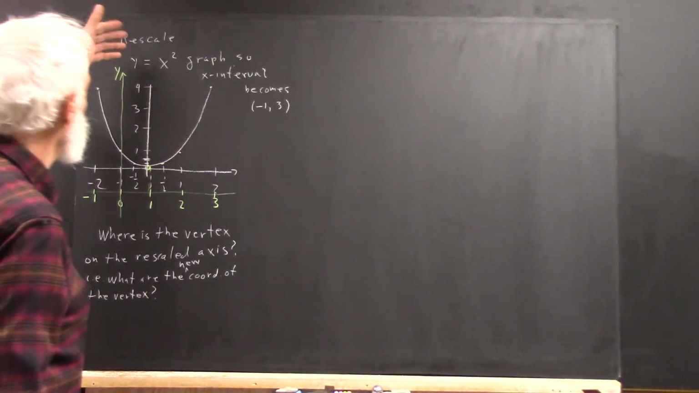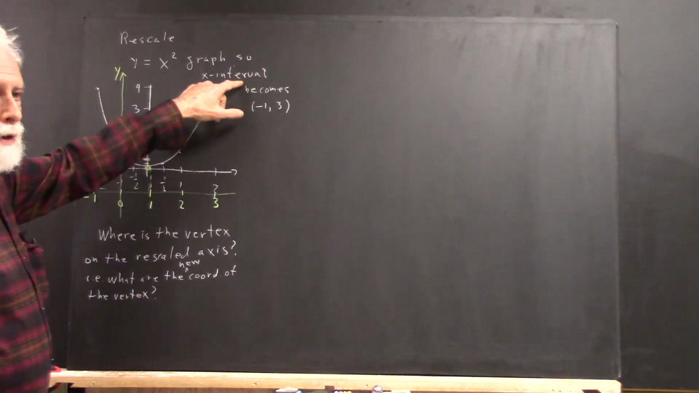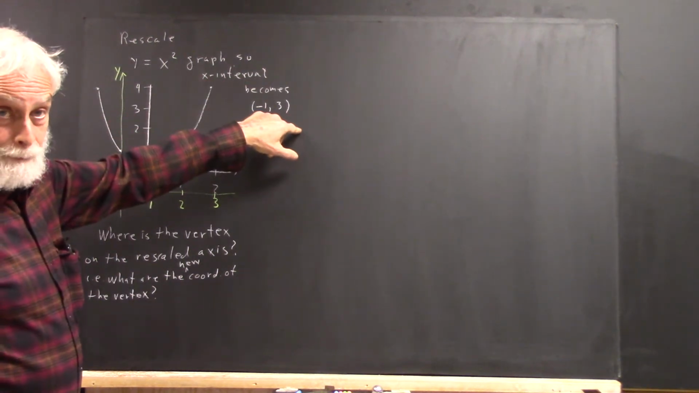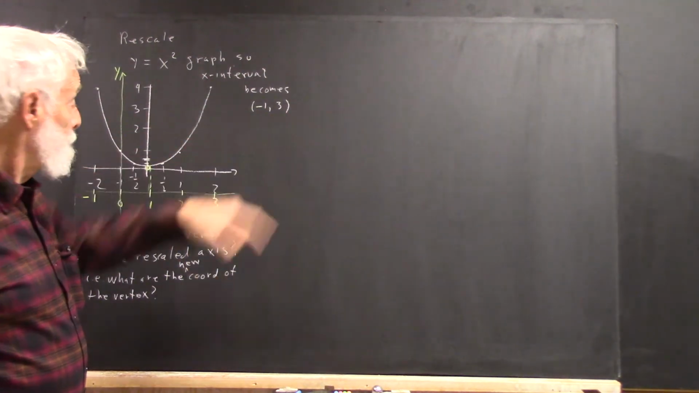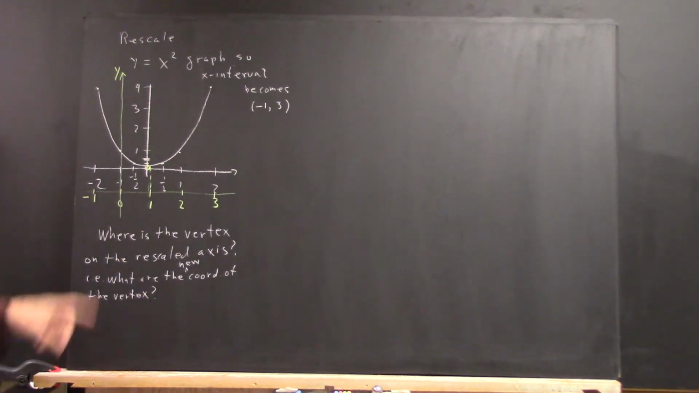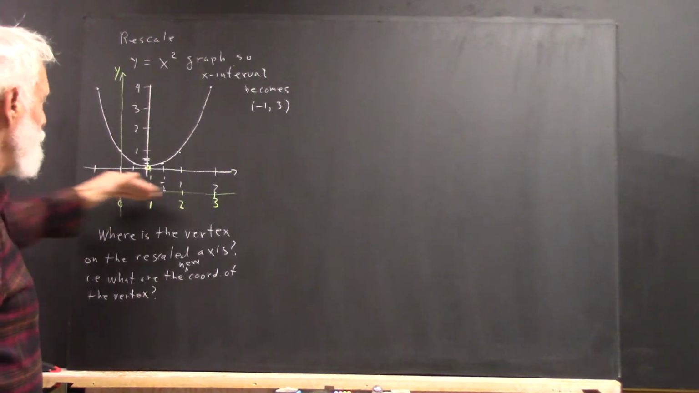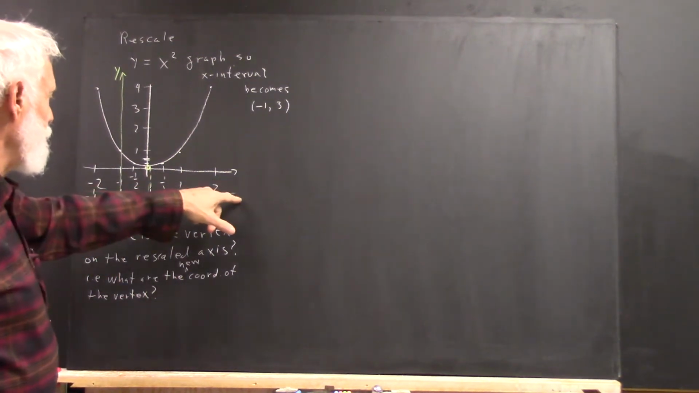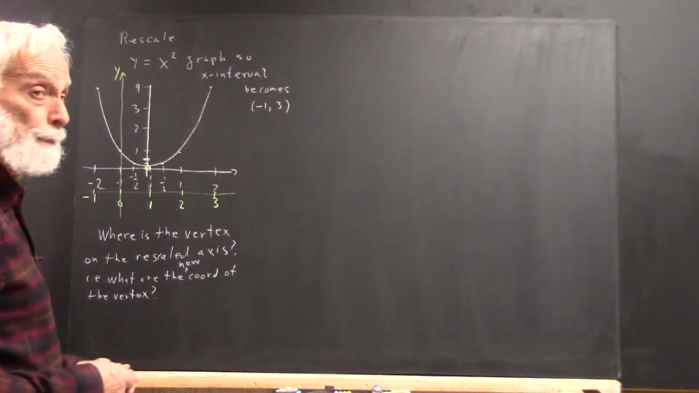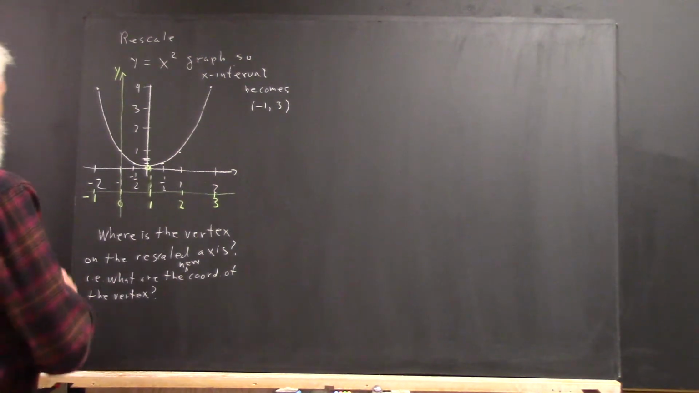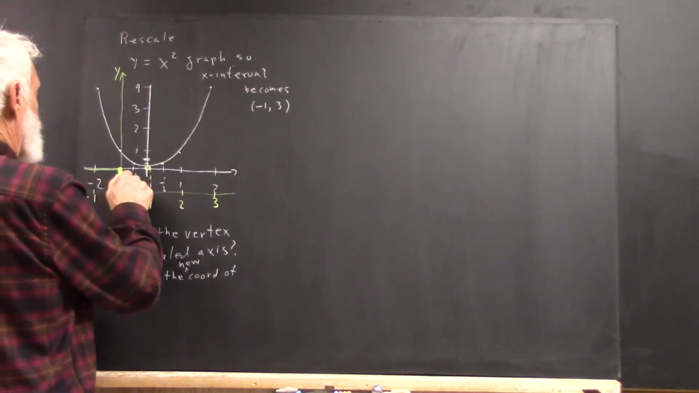Okay, here I've rescaled the y equals x squared graph, so the x interval becomes -1, 3. So, x interval is now -1, 3. You've got just a little line here to kind of indicate it. This is not the x-axis. The x-axis is still up here. Okay? So here's your x-axis.